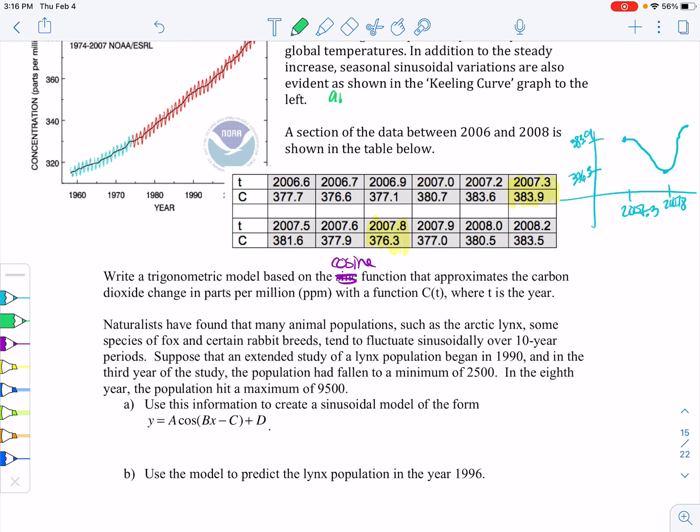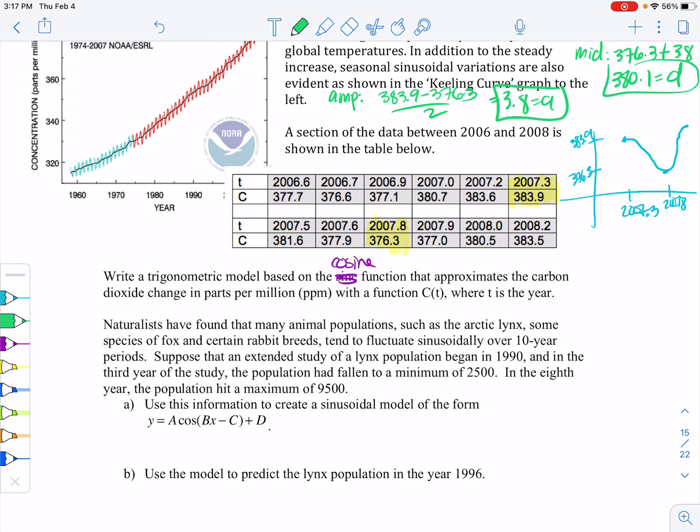So that means that our amplitude can be max minus min cut in half. So 383.9 minus 376.3 cut in half. So if we do that, that gives me 3.8. And then the midline is going to be the minimum, which in this case is the 376.3, plus the amplitude of 3.8. So if we do the 3.8 plus the 376.3, that gives us 380.1. So that's our D value. This is our A value.